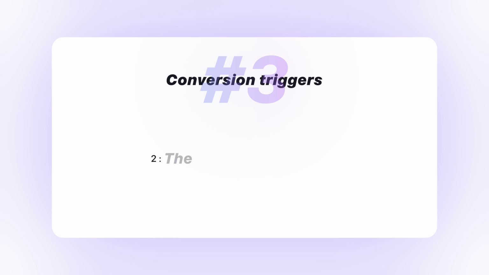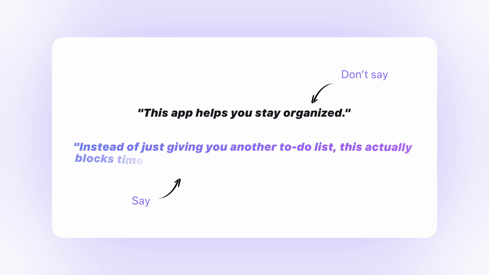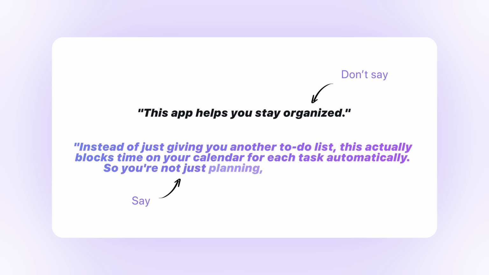Conversion trigger 2, the unique mechanism. This is the specific reason your solution works differently than everything else they've tried. People don't want another product. They want a different product. You need to explain what makes yours fundamentally different. "This app helps you stay organized, but instead of just giving you another to-do list, this actually blocks time in your calendar for each task automatically. So you're not just planning, you're committing." The unique mechanism is what overcomes their skepticism about trying another solution.